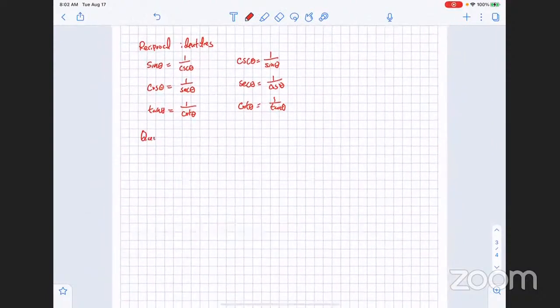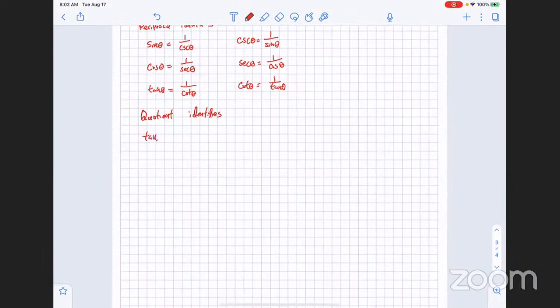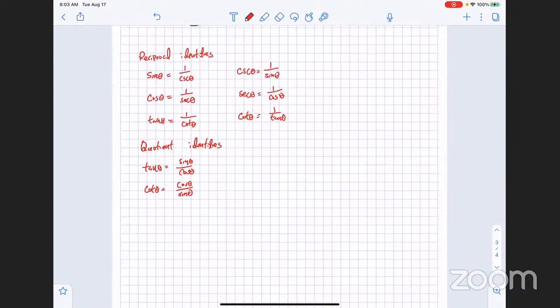There's one more, called the quotient identity. The quotient identity starts with tangent. Tangent theta is equal to sine over cosine, and cotangent theta is equal to cosine over sine. So that's the quotient identity. Those are the first two, and those are easy identities. This is going to be used very, very often, so make sure you remember it.